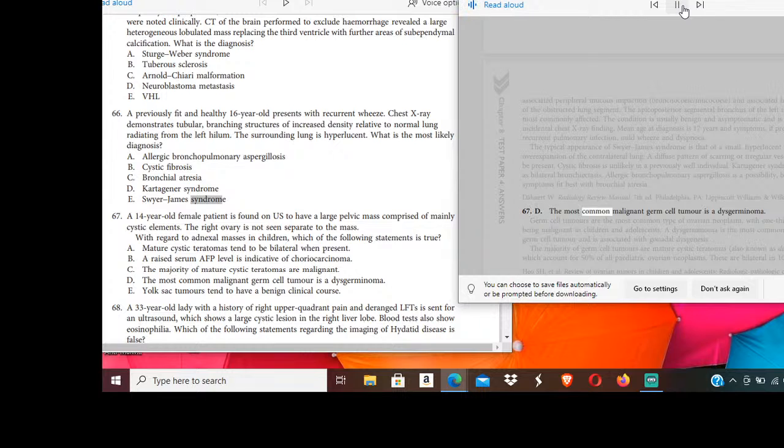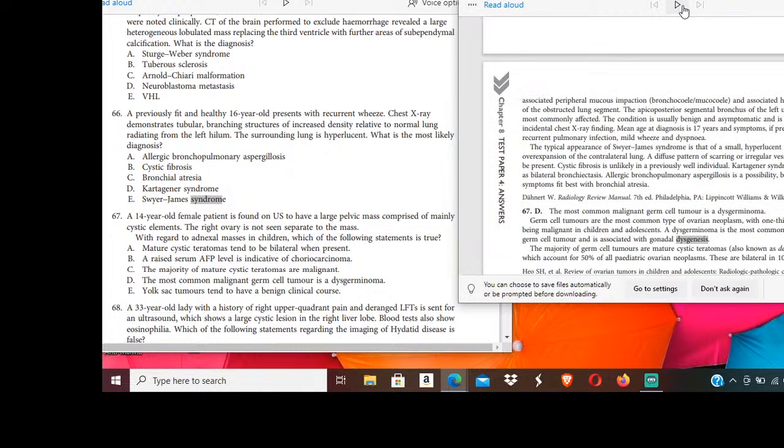67. D. The most common malignant germ cell tumor is a dysgerminoma. Germ cell tumors are the most common type of ovarian neoplasm, with 1/3 of these being malignant in children and adolescents. A dysgerminoma is the most common malignant germ cell tumor and is associated with gonadal dysgenesis.